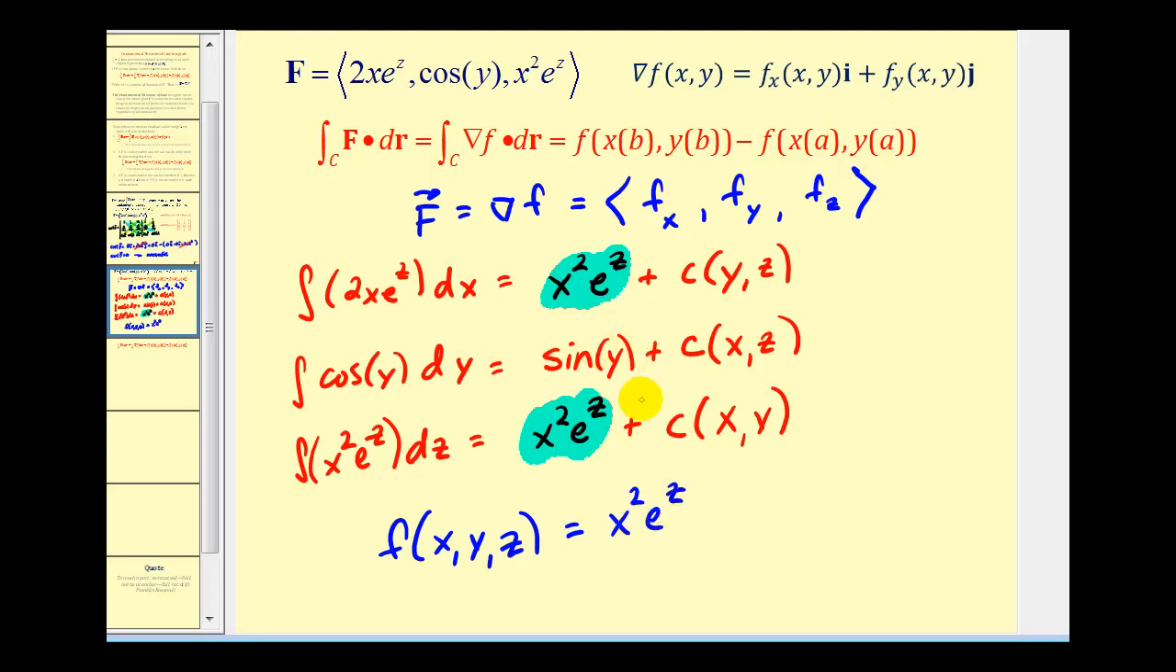We also have to include sine y, and then our constant of integration will be plus c. But notice when applying the fundamental theorem of line integrals, the c would simplify out, so we won't include it when we use our theorem.